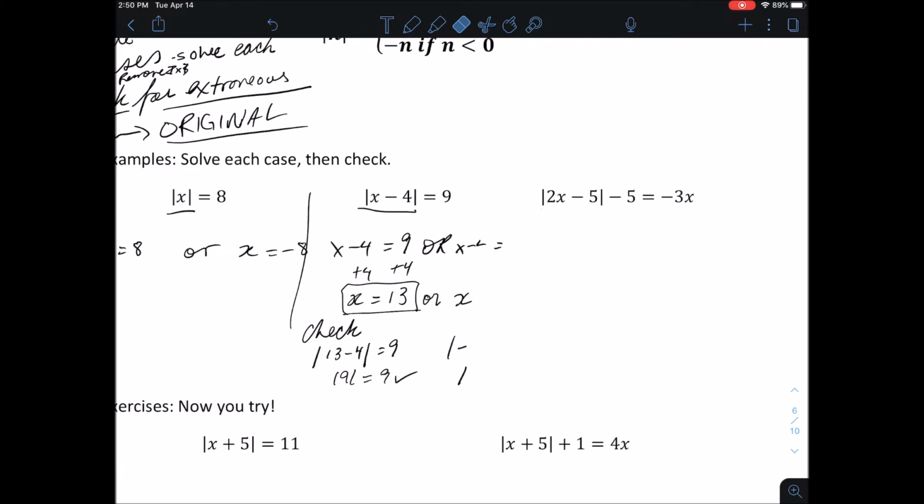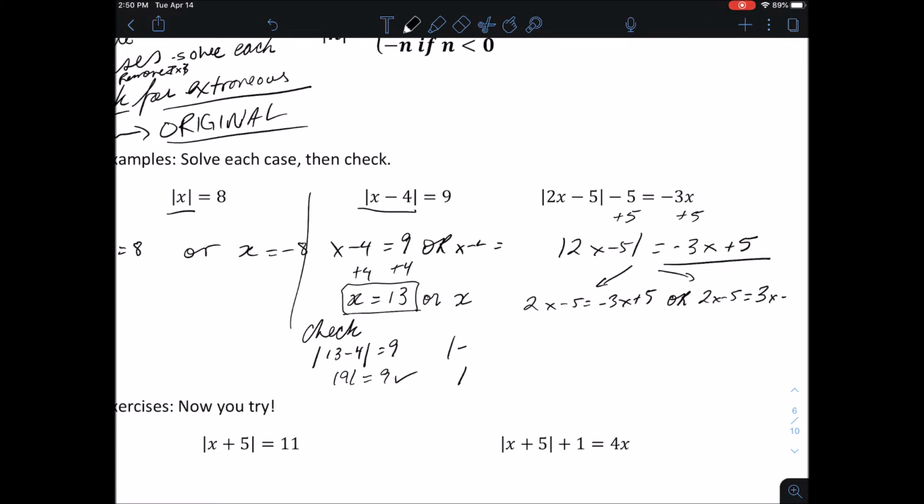All right, over here, I'm going to clear that up so I have some more space. I'm going to start by isolating. 2x minus 5 in absolute value is -3x plus 5. And now I have my two cases. So either 2x minus 5 is -3x plus 5, what I have up here, or 2x minus 5 is positive 3x minus 5. So here I might start by adding 3x on each side.